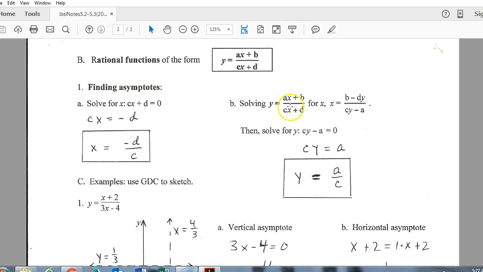If these exponents are not the same, the rule is if the top exponent is bigger than the bottom exponent, then there is no horizontal asymptote. If the bottom exponent is bigger than the top, then it's automatically at y equals 0.